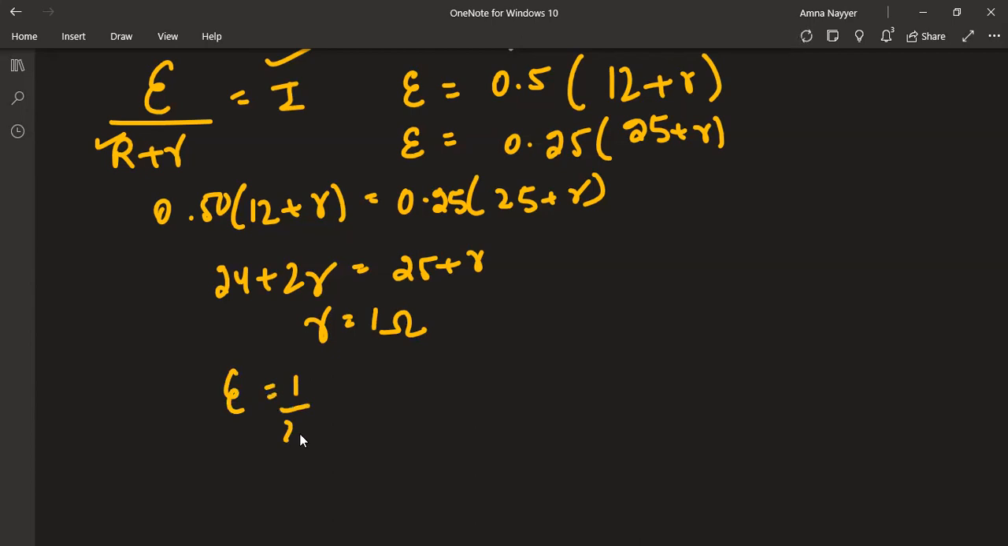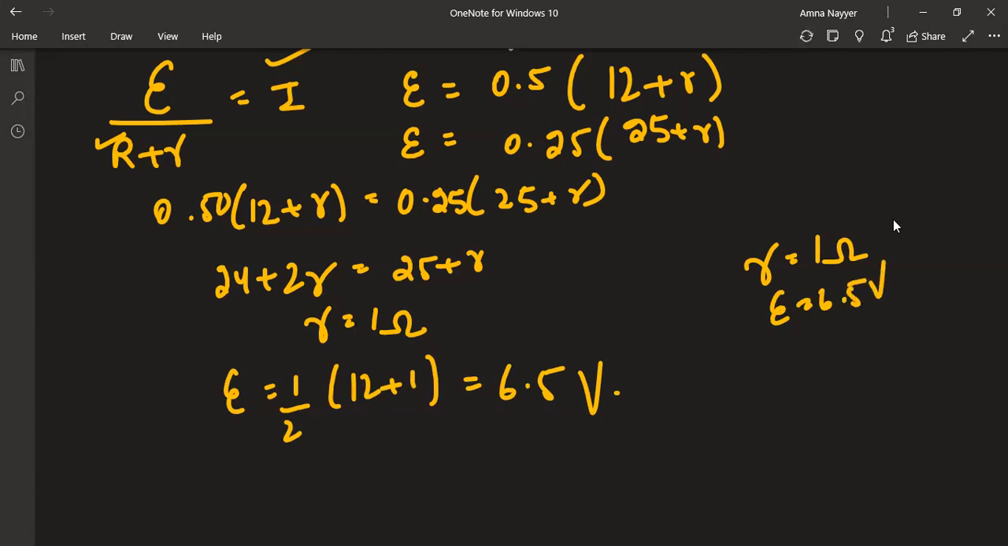Put it in any formula. E is equal to 0.5 multiplied by 12 plus 1, that is 13, that will make it 6.5 volt. So r will be 1 ohm, EMF will be 6.5. Note it down quickly, class.